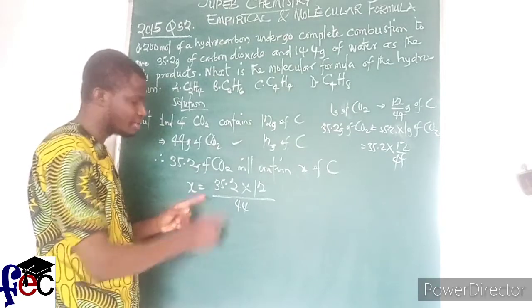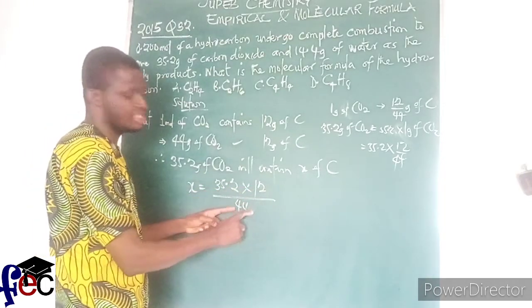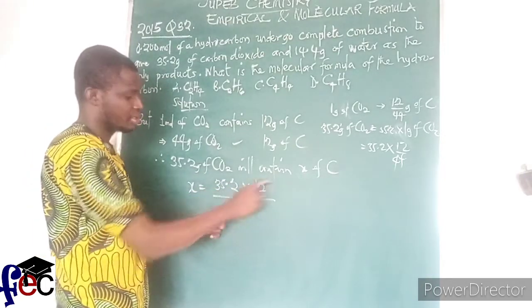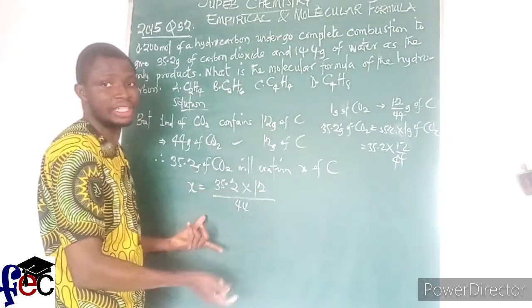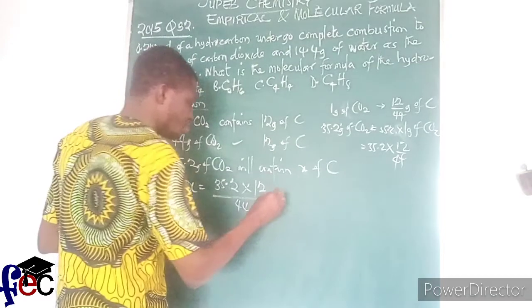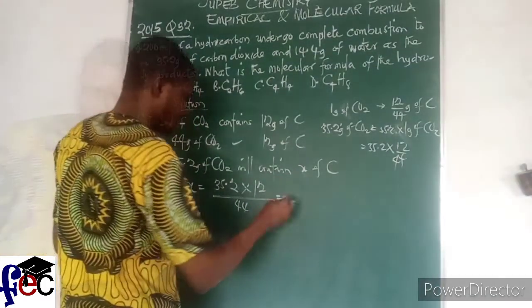Do you understand now? This is in gram, this is in gram, this is in gram. Okay? Gram will cancel gram. You still have your resulting answer in grams. Do you get it? So this will become 9.6.